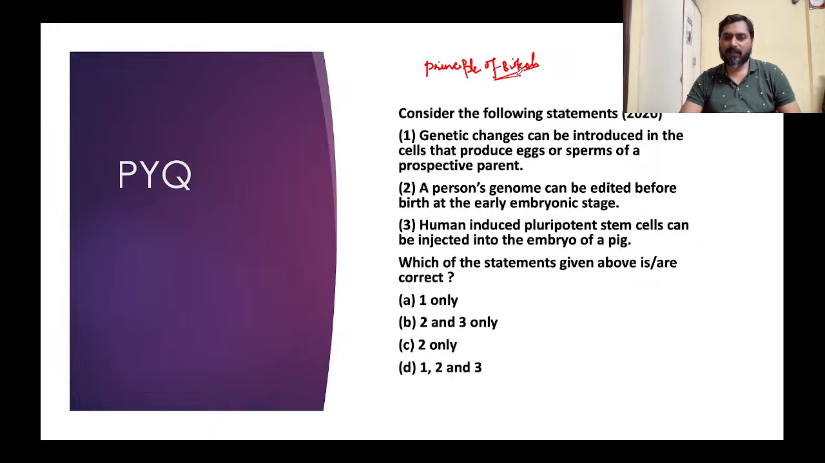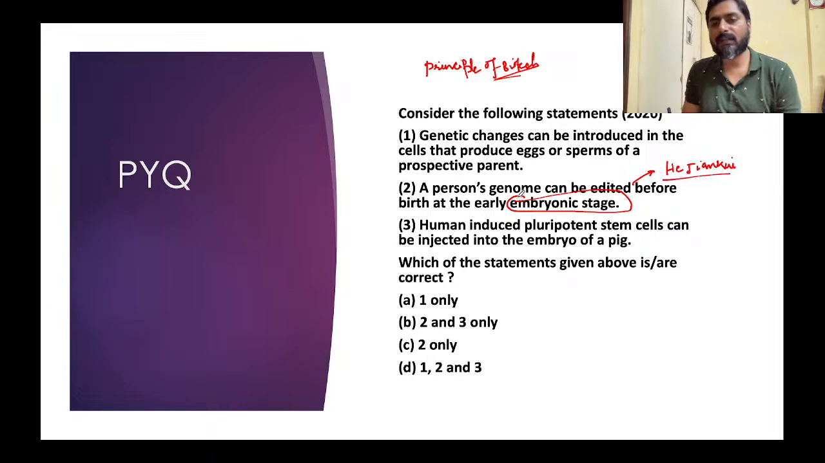Now let us look at the second statement. A person's genome can be edited before birth at the early embryonic stage. So yes, it can be edited at early embryonic stage also. If you remember the case of He Jiankui, he produced gene edited babies or HIV resistant babies, and he edited them at the embryo stage only. So it is possible to edit at the embryo stage. So this is also correct.